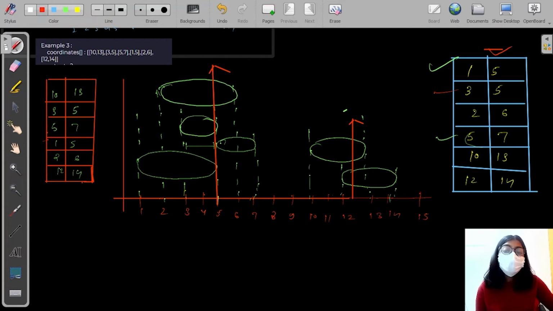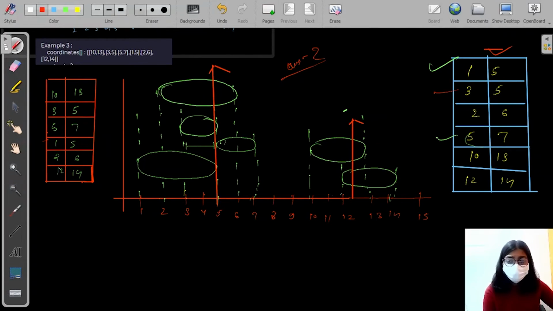And then there is again a balloon from 2 to 6, which means that this arrow is going to pass through this balloon. So with a single arrow I can burst 4 balloons, and here also with a single arrow I can burst 2 balloons. So the minimum number of arrows here is 2. All right. So that's why I'm sorting according to my ending point.